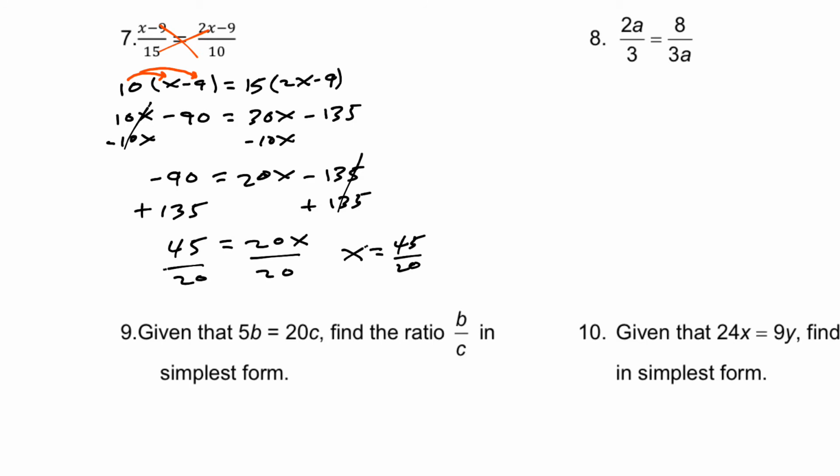Well, if we reduce that, we could divide the numerator and denominator both by 5. That would give us 9 over 4. And I guess on this one, if you wanted to, you could put that in your calculator. And if you do 9 divided by 4, you should get 2 1/4, or 2.25.